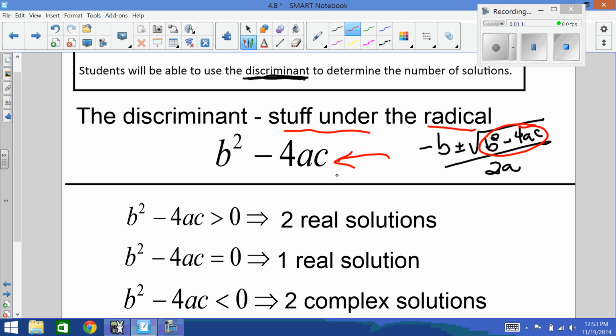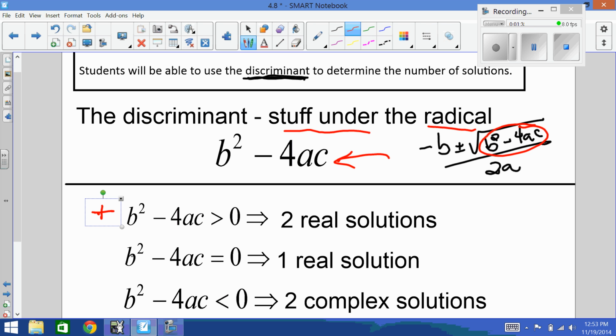Now, when I plug in a, b, and c and simplify it, is it a positive value? Do I get a positive value? If I get a positive value, that means I'm going to have two real solutions.